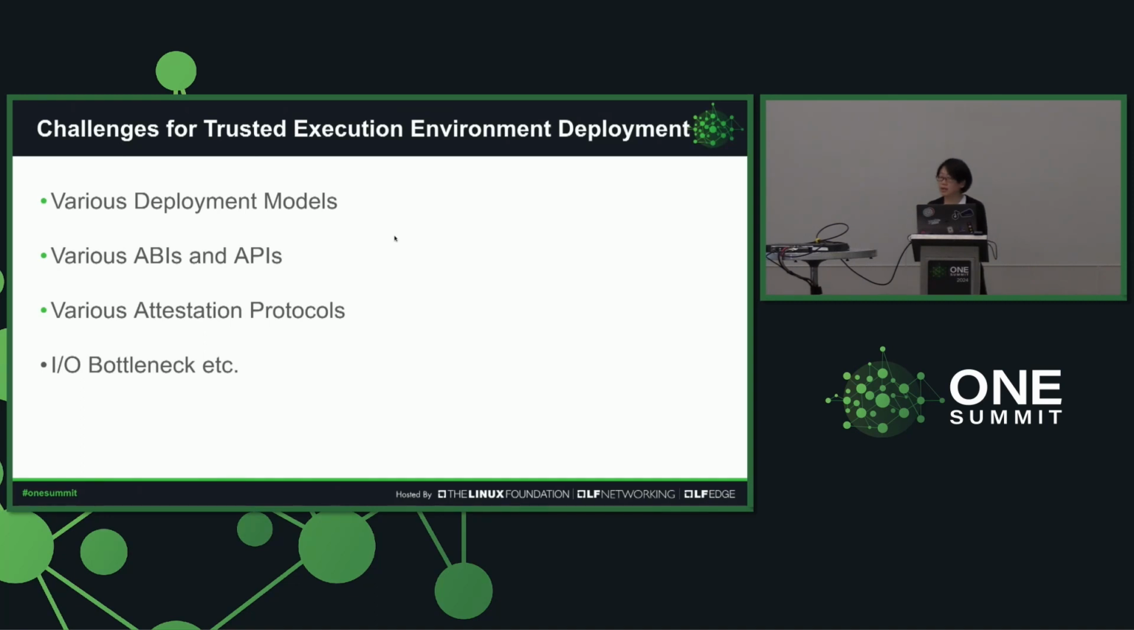So during a deployment for the trusted execution environment, we found there are lots of challenges. For example, there are lots of deployment models, and the different deployment models have different ABIs and APIs supported by different hardwares. And there are lots of attestation protocols that need to be unified together to support across the different hardware. And also we are facing I/O bottlenecks, etc., and kernel bypassing problems along the way.